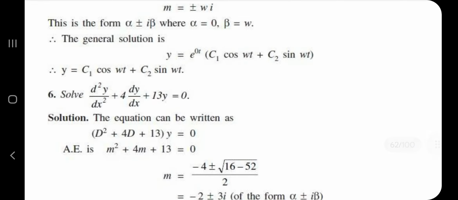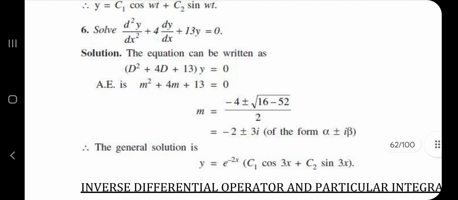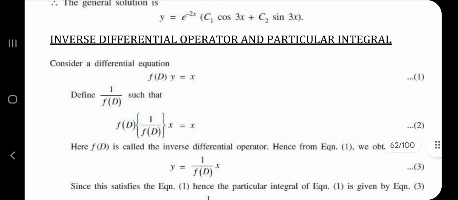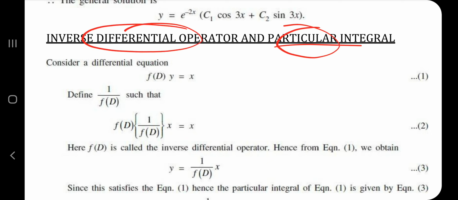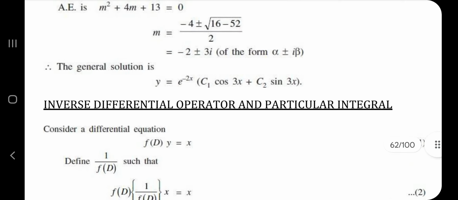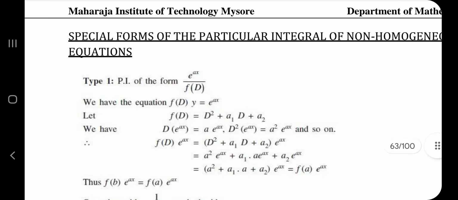That's what you have to do in the first topic, which was about the different cases in solving the homogeneous equation. The second half of the module deals with the inverse differential operator and the particular integral. So two topics are there, and in that, three subcategories. What we found out is the general solution, and now we have to find the particular integral. Let's jump to the question and we'll understand from there.